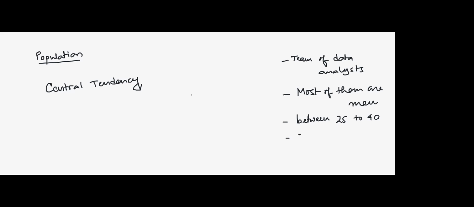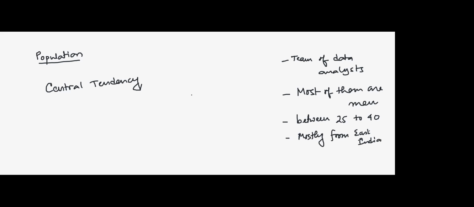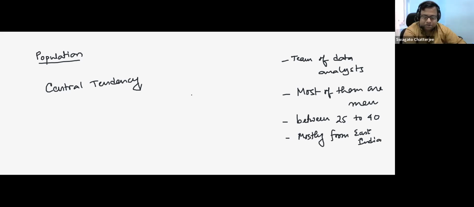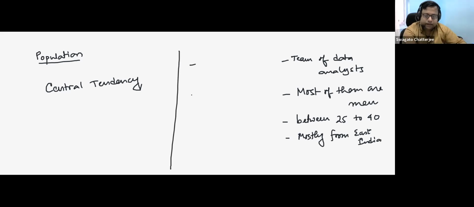Anyway, are you from Calcutta by any chance? No. Are you located in Calcutta by any chance? No. So then I don't know how you are saying mostly from East India. Okay, anyways, many of them, the native place for them is Kolkata and Bihar. Now, can you tell me a little bit about their income?